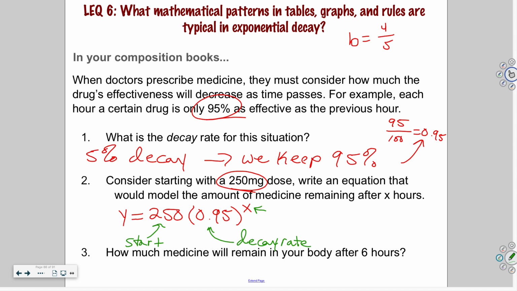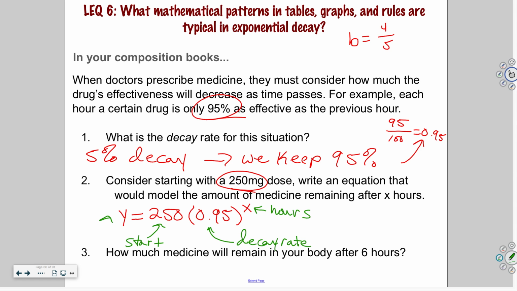X represents what in this situation? X is always stages. What are our specific stages in this scenario? These are hours, right? Not years. No, these are hours.